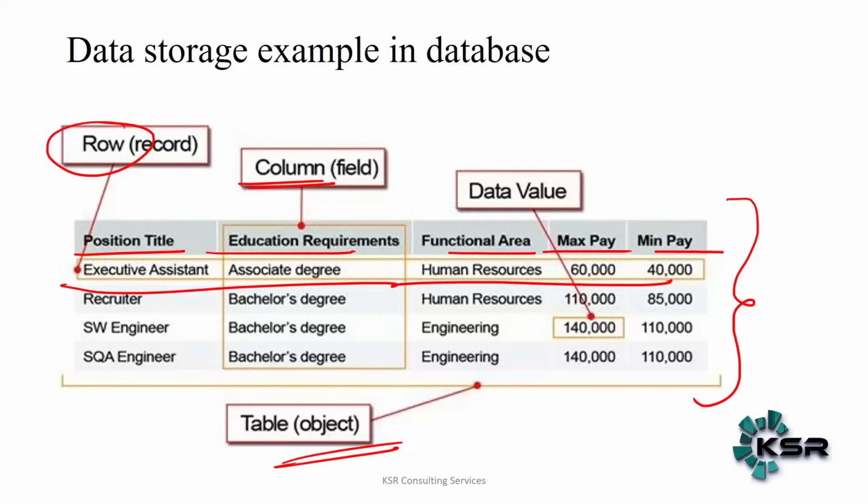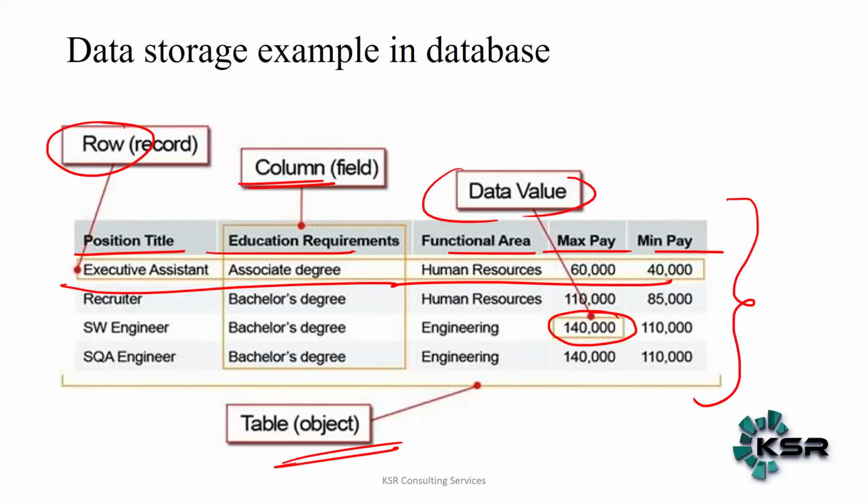So in this batch, if you have 50 people, we will have 50 rows. But there will be only one set of columns. It's common, like position, title, or education requirements. It is going to be only one time. But we have values, right? Each person will have a different name, different age. That becomes each and every row. And if you're focusing on one particular value, we call it a data point, or a data value.